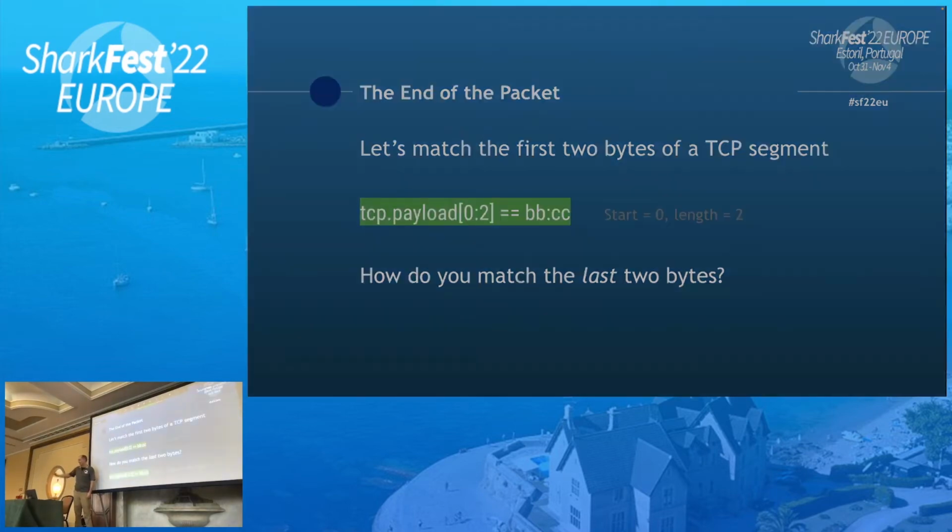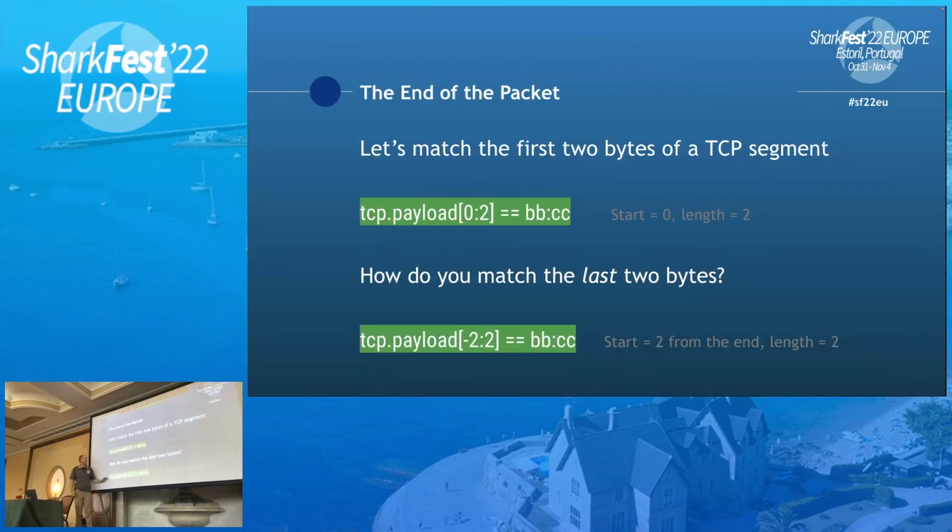With Wireshark 4, you can now use negative start offsets. And so instead of starting at position 0 like up here, down here that negative value says, okay, go to the end of the packet and back up 2, and then look for the 2 bytes at the end of the packet. And so this makes that more complete. And hopefully people will find that useful.